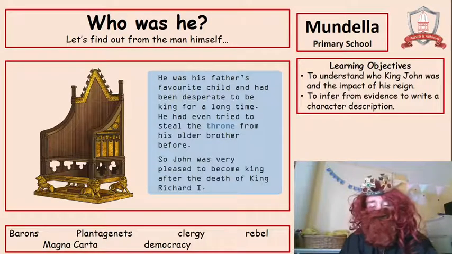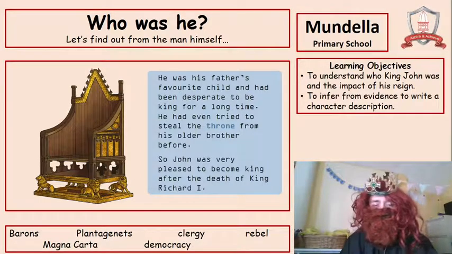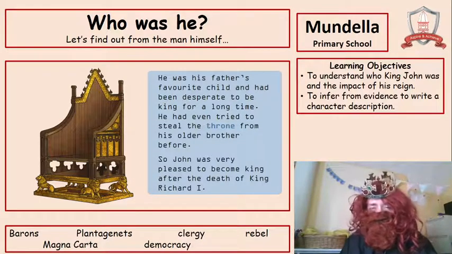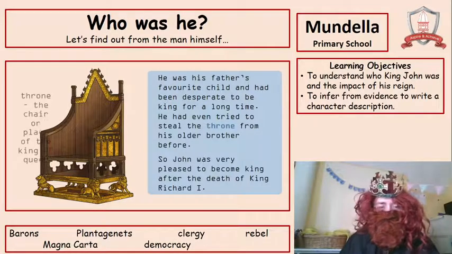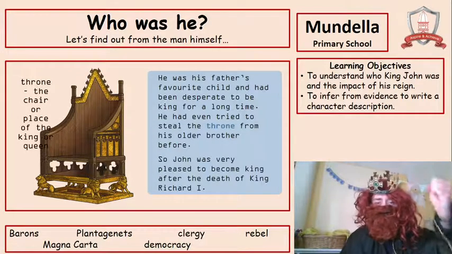I'd even tried to steal the throne from my brother before, because he was never there anyway. So when he died, my brother, I was very happy, and I became king, and that meant that I got to sit on that, the throne, the place I belong, the chair, or the place for the King of England.